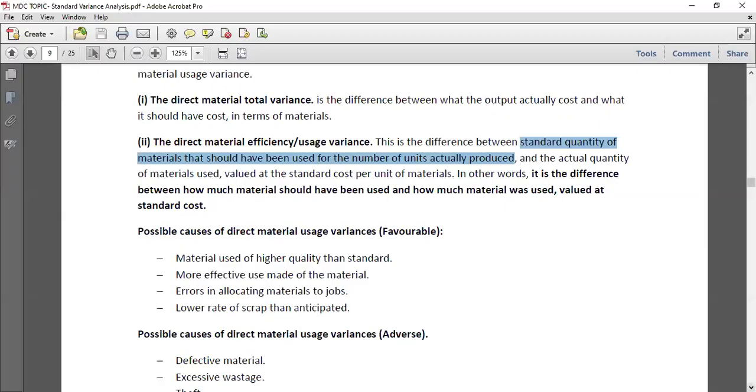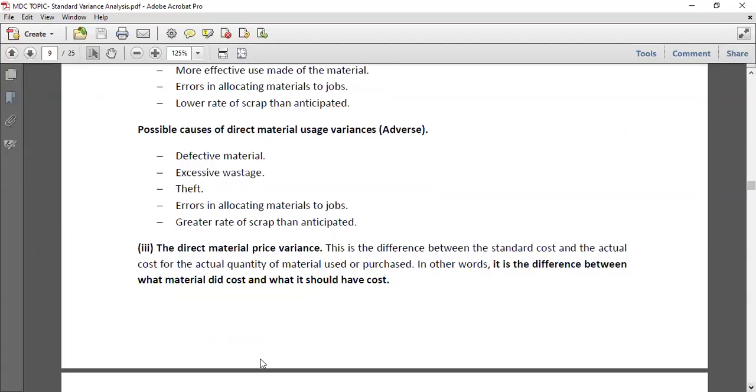And then similar to this, we have something here called the direct material price variance, which they are telling us is the difference between the standard cost and the actual cost for the quantity of material used or purchased. Okay, so we have the standard cost, which is on our costing statement, and then we have the actual cost. And they're saying this is for the actual quantity of material used.